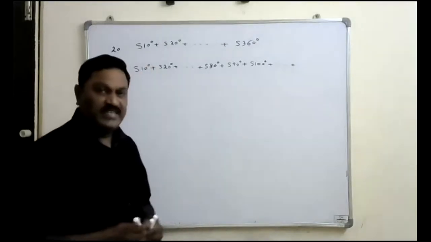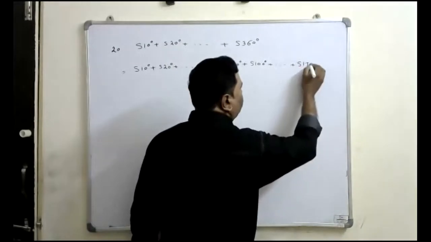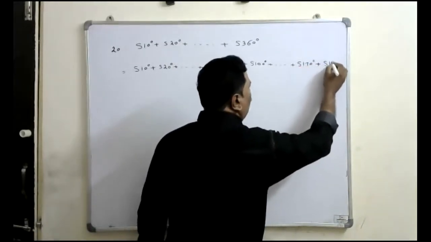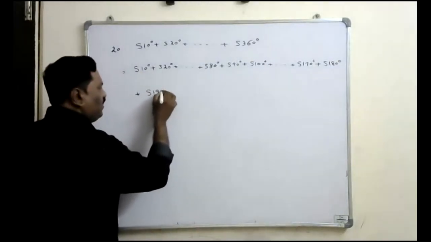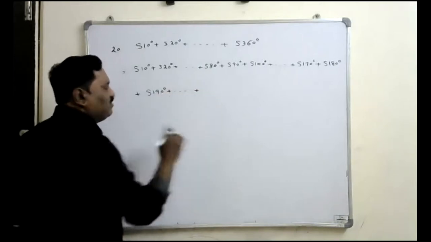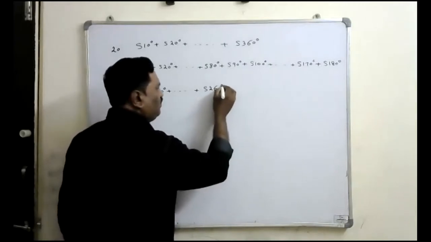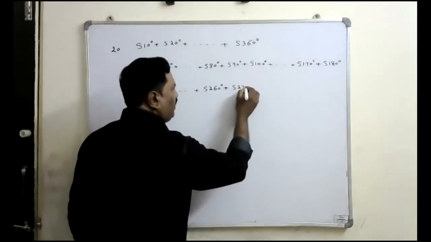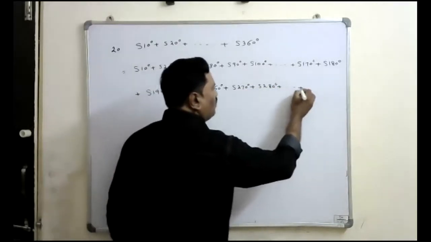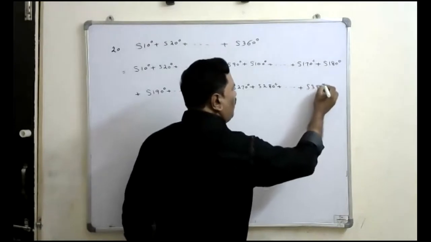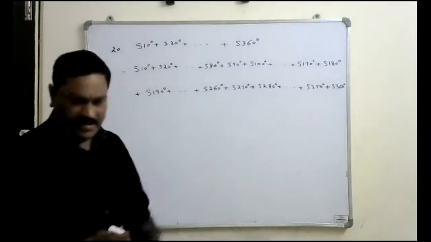The next quadrant angle is 180. Before 180 we have sine 170 degree, then sine 180 degree. After 180 we have 190 degree plus and so on. Next we have sine 270. Before 270 we have sine 260 plus sine 270. Then we have 280 plus and so on, sine 350 degree plus sine 360 degree. Like that we will write it.